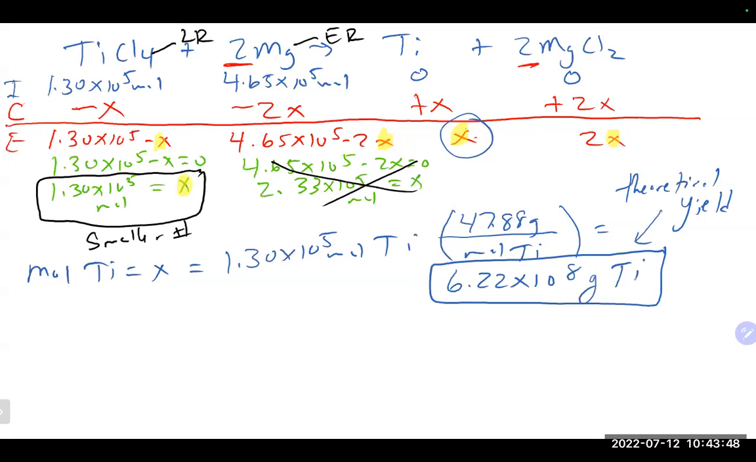I think I wrote 8, but that should be 6. Sorry about that. It looks like an 8, but it should be a 6. So again, our theoretical yield is 6.22 times 10 to the 6, not 8. I'm sorry about that. There we go.